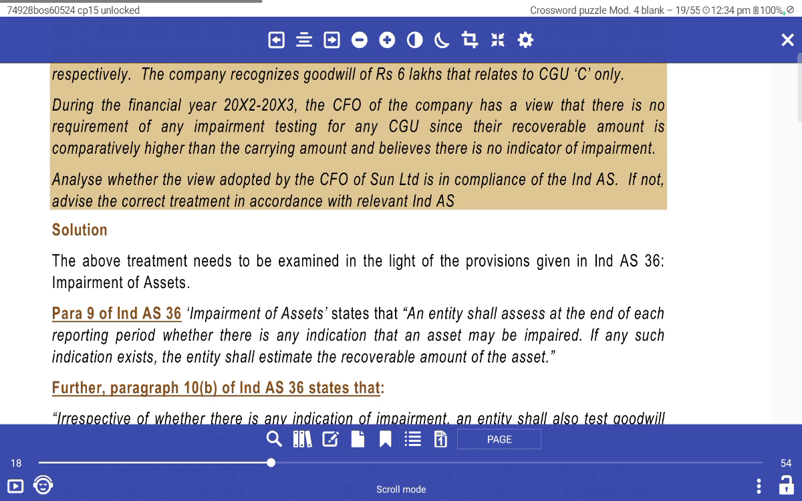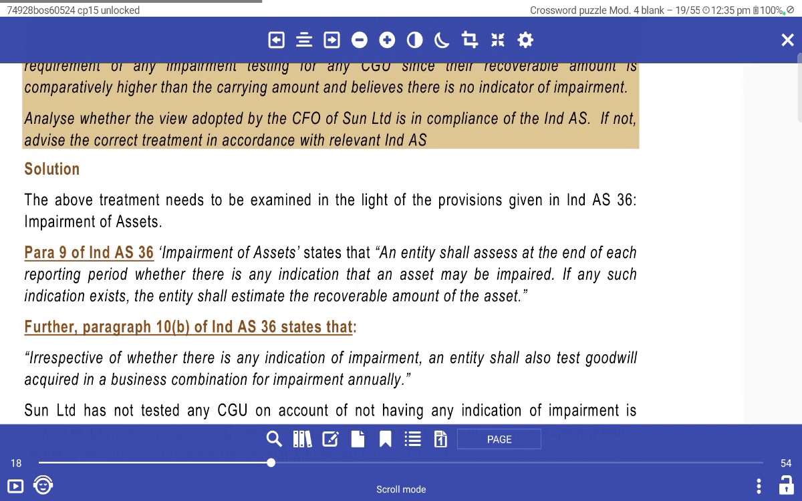During the financial year, the CFO of the company viewed that there is no requirement for any impairment testing of the CGUs since the recoverable amount is comparably higher than the carrying amount, and believes there is no indicator of impairment. Analyze whether the view adopted by the CFO of Sun Limited is compliant with the NDAs. If not, advise the correct treatment according to the relevant NDA.